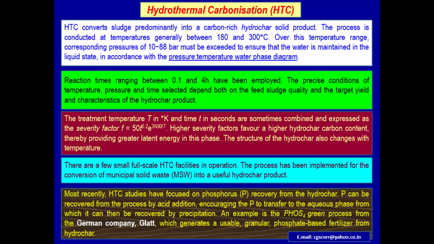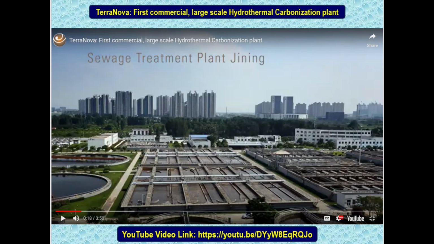An example is the PHOS4green process from German company GLAD, which generates a usable granular phosphate-based fertilizer from hydrochar. Terra Nova, first commercial large-scale hydrothermal carbonization plant for sewage treatment in Jining, China. So the below given YouTube video link provides you more information about the video.